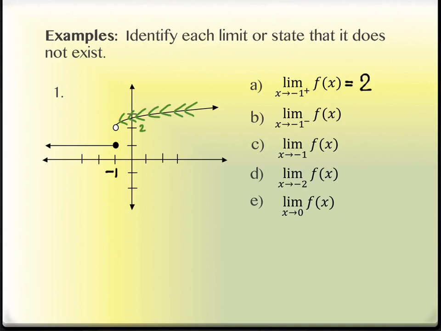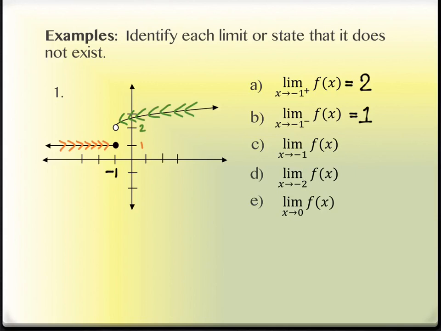The second one says it wants the limit, again, approaching -1, but it's from the left. So I'll change colors. It's over here. From the left-hand side, we're getting close to a filled-in dot. But what y value is represented at that filled-in dot? It's 1. So part B is 1.